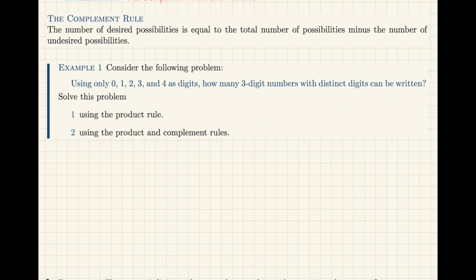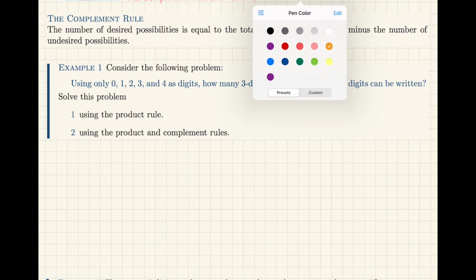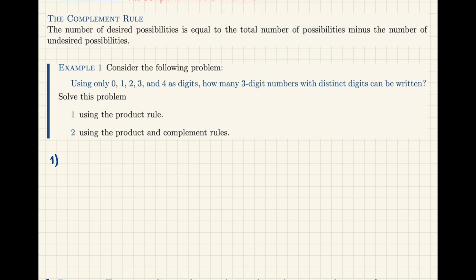So if I want to solve the first one, number 1, using the product rule, I would say okay, I want to write a 3-digit number, so I have a task with 3 stages: stage 1, stage 2, and stage 3. Of course, I wrote it in this natural order, which is the best one because there is a restriction for the left-hand digit. It cannot be equal to 0.